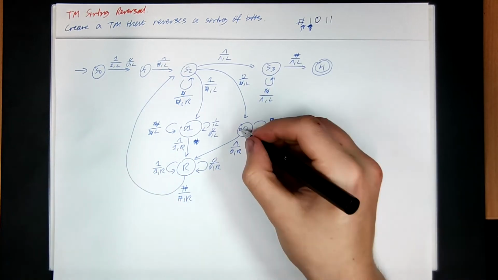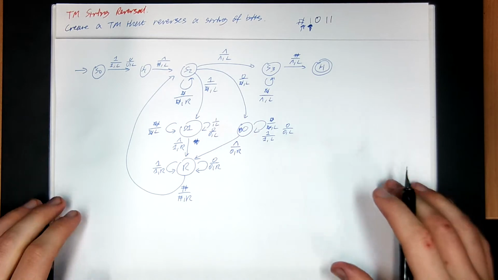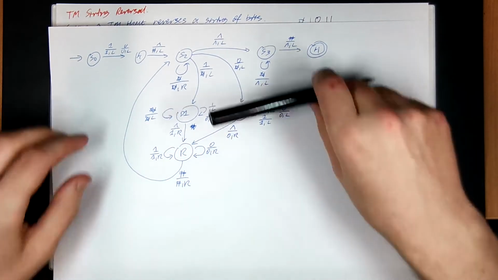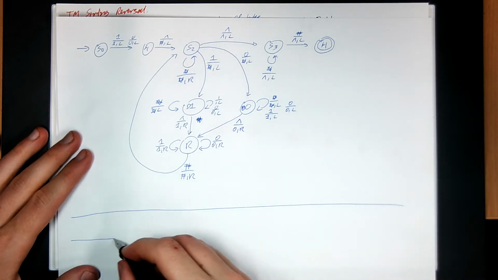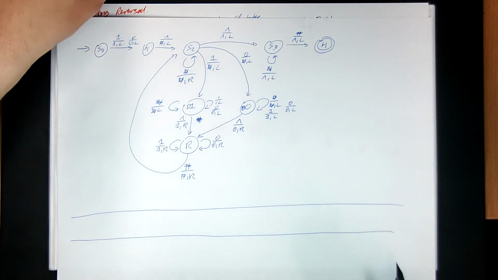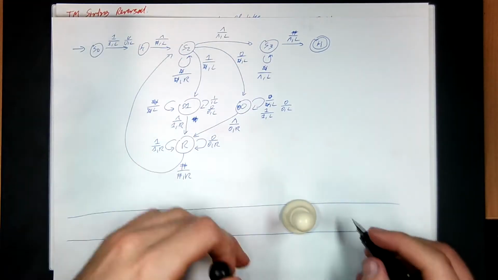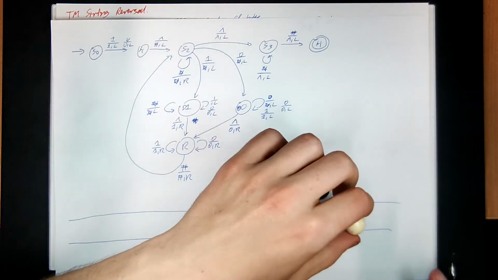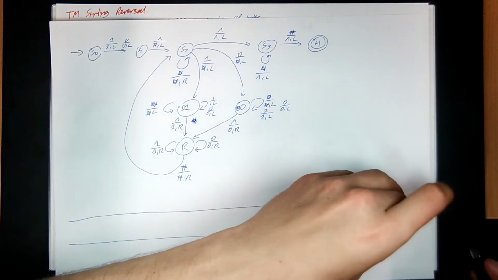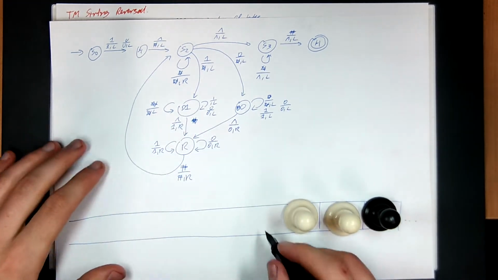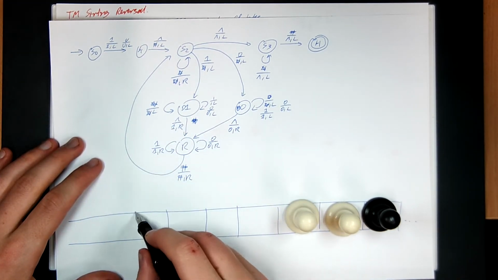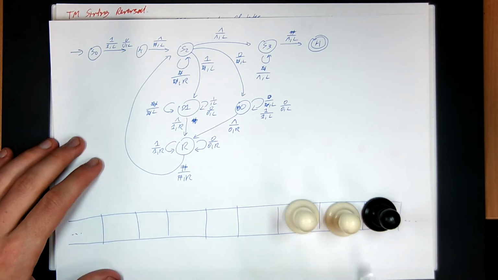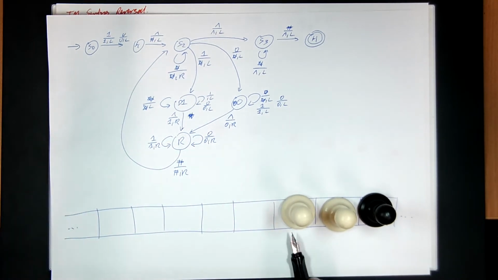Alright. Looks like it works, so let's test it out on a string. So I'll put my nice little tape here, and I'll pick the input 1, 1, 0. Okay, so here's my tape. Here's my read head, starting at the left-hand side.